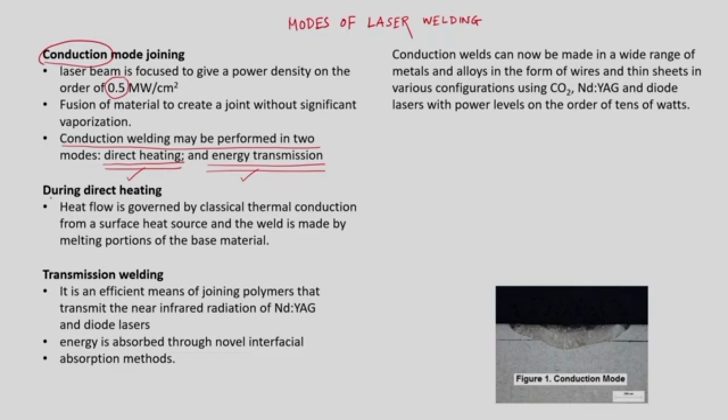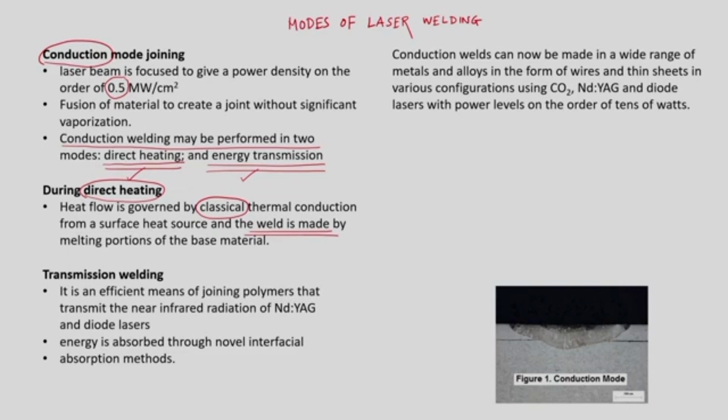Now let us see the meaning of direct heating. In direct heating, we use classical thermal conduction from a surface heat source to generate the weldment. Simply, you apply the heat energy on the surface, it gets conducted by the material's natural thermal conductivity, and then generates the weldment. That is direct heating.